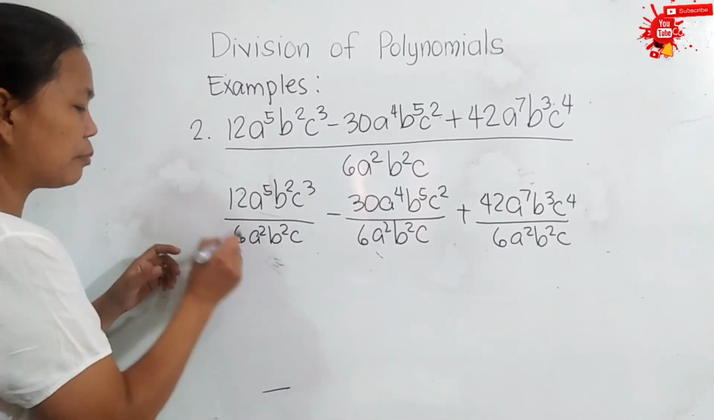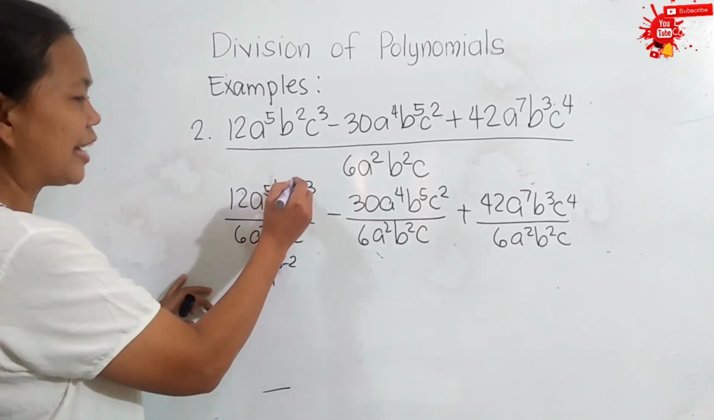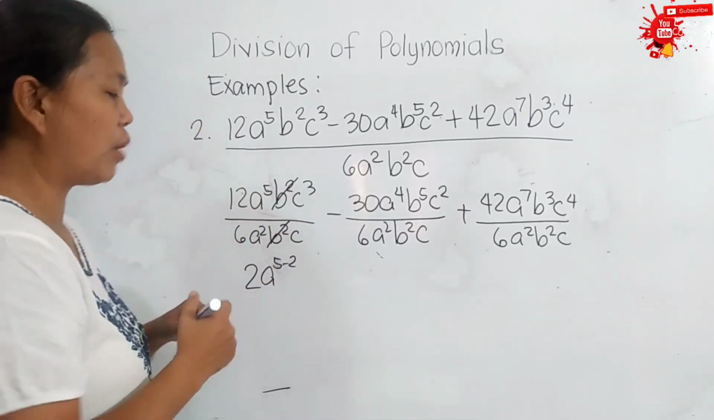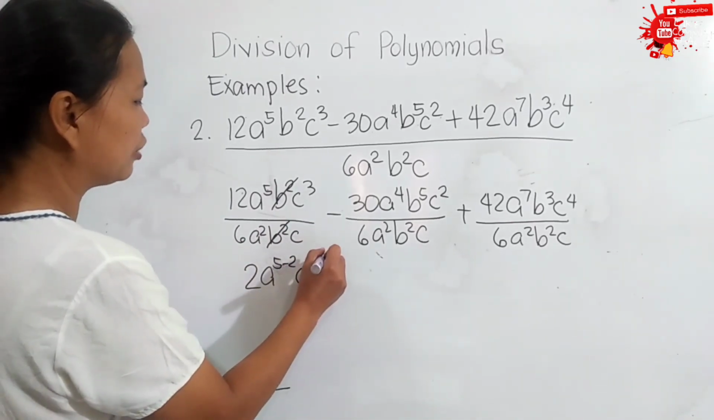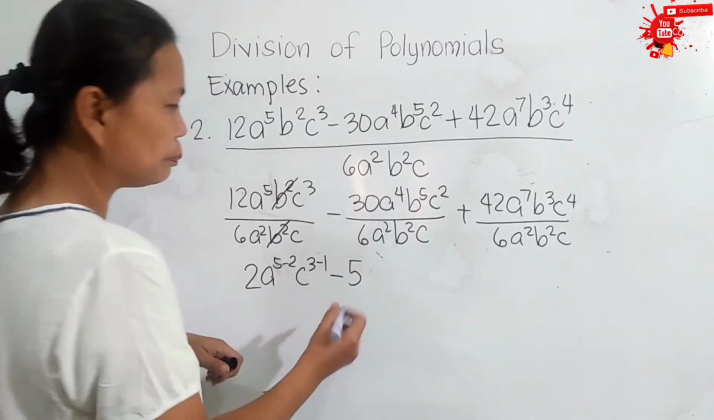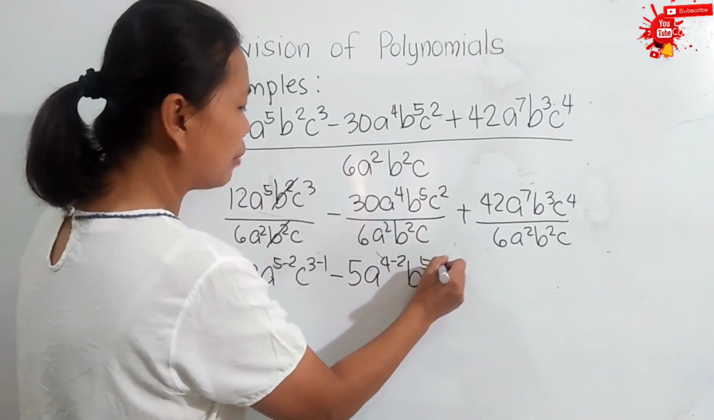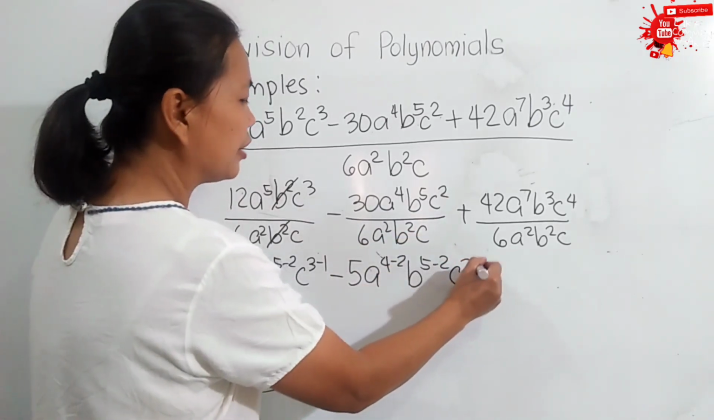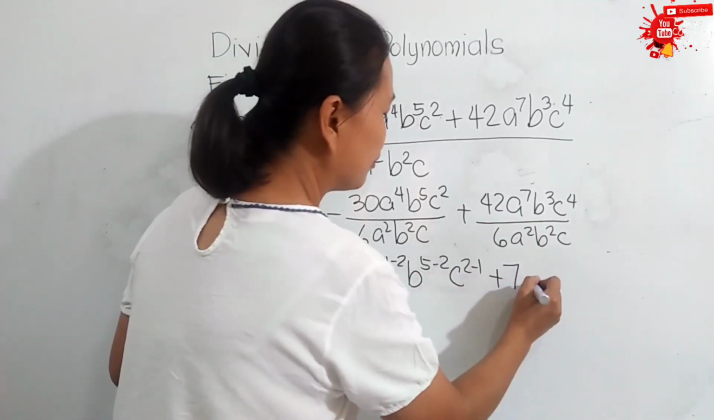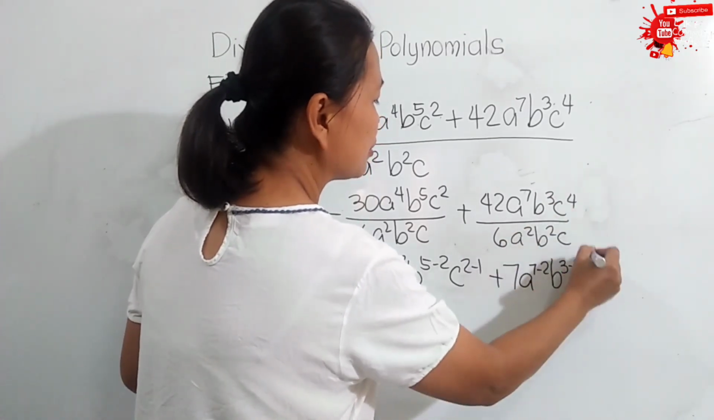Then let us use the quotient law for simplifying each term. We have 12 divided by 6, so we have 2. Then we have a raised to 5 minus 2. Then we can cancel b squared because they have the same base and the same exponent, which is equal to 1. Then we have c raised to 3 minus 1. Then we have negative 30 divided by positive 6, so we have negative 5. And then a raised to 4 minus 2, then b raised to 5 minus 2, and c raised to 2 minus 1. And we have positive 42 divided by 6, so we have positive 7. Then a raised to 7 minus 2, b raised to 3 minus 2, then c raised to 4 minus 1.